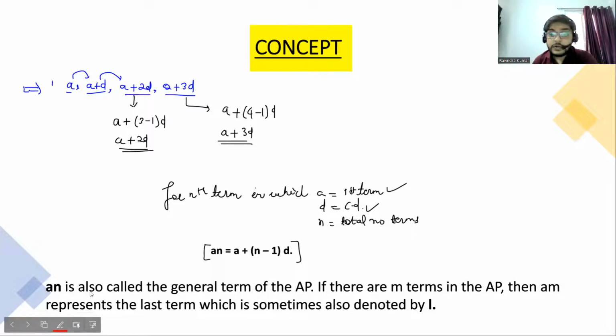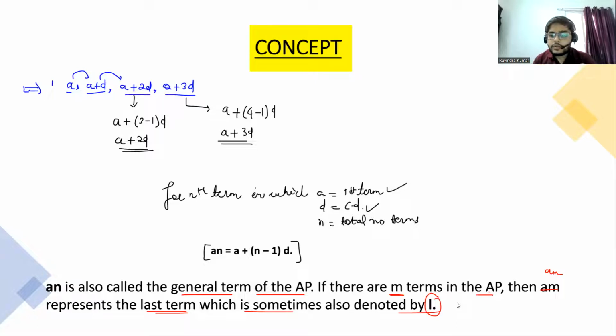So a_n, what is a_n here? a_n is also called the general term of the AP. If there are m terms in the AP, if instead of n there is m, so there is a_m. Basically, it will be written like this. a_m represents the last term, which is sometimes also called l. So for the last term you can write l or a_m or a_n. If the number of terms is n, it is a_n. If the total number of terms is m, it is a_m. Basically, this is the thing.